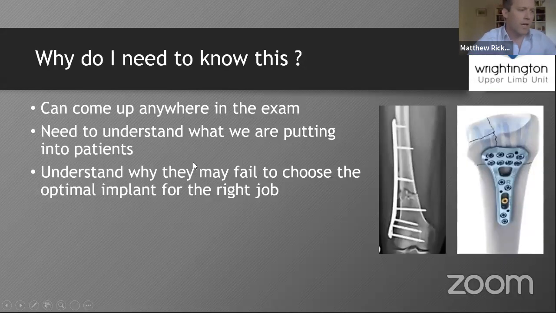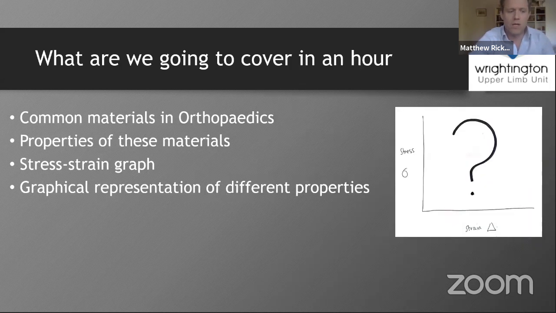So why do you need to know material properties? It can come up anywhere in the exam. Basic science in particular can come up anywhere, from the MCQs to the Viva portion, and in any aspects where they're asking you about total hip replacement or a failure of metalwork or even a reaction to a metal hip. Anywhere in the exam it can come up testing your knowledge of materials. So you need to understand what we're putting into patients and also how they fail, and to choose the correct implant for the correct job. This is all based upon our knowledge of the materials that we have.